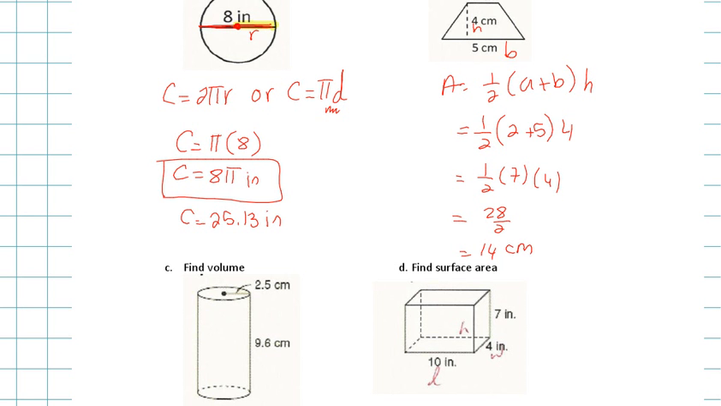You would lose marks if you don't put units at the end of your answer. Should we put the fraction, like half times 7 times 4, so we got 28 over 2? When I put the whole thing in the calculator, that's fine.